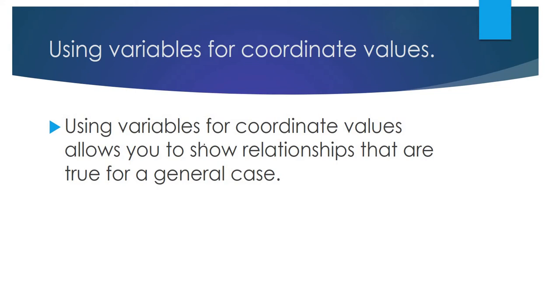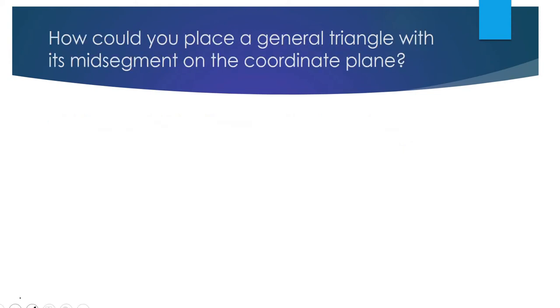So using variables for the coordinate values allows you to show relationships that are true for a general case rather than a specific triangle or parallelogram or whatever. So how could you place a general triangle with its midsegment on the coordinate plane? Well, there's a couple ways to do this. One would be to just stick a triangle somewhere up here and put its midsegment on.